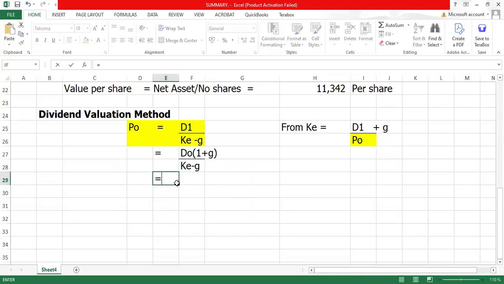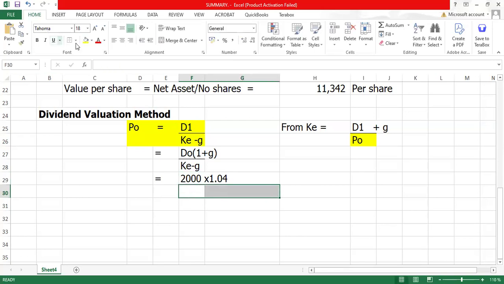Okay, so we substitute in our formula. Where there is a D note, we put 2,000, then times 1 point what? What is our G? That is 4%. So that is 1.04. I can simply multiply by 1.04, then divide by what? KE is 18%, so 0.18 minus 0.04. What do you get?